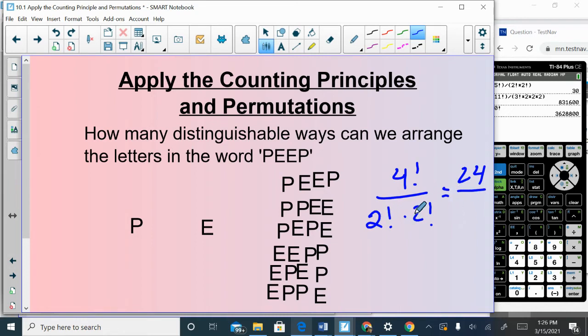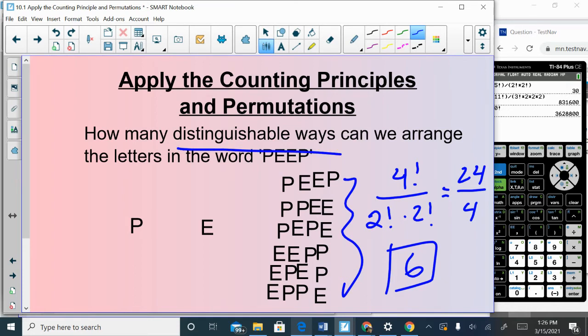24 divided by 2 factorial, which is 2, times 2 factorial, which is still 2. So 2 times 2 is 4. And we get 24 divided by 4 is 6. So there's 6 ways, and that's what we got. I just want to show you guys that the formula does work. I think that's a good way to look at how we can reorganize things with distinguishable permutations.